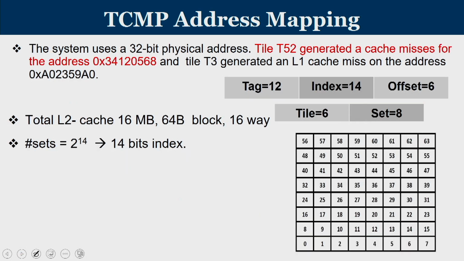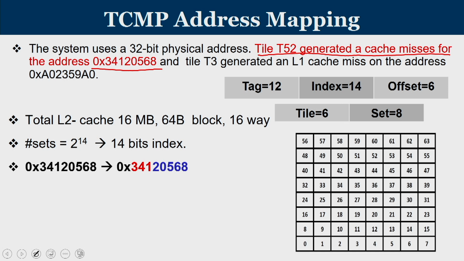So, this is the question. The system uses a 32-bit physical address. Tile T52 generated a cache miss for the address 0x34120568. We have already found out the split up of the address. Now, in this address, the part shown in red, 0x341, is a hexadecimal value. This 12 bits will represent my tag, and the remaining 20 bits will represent my index and offset together. Let me expand what is written in blue color, 20568.